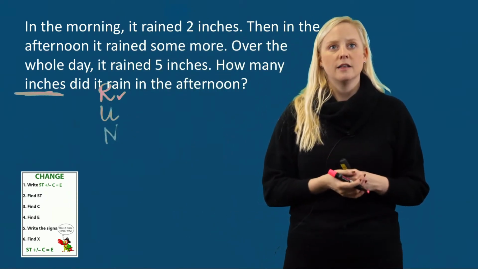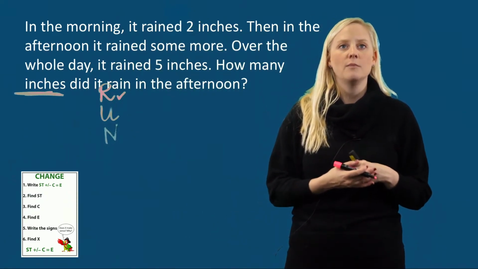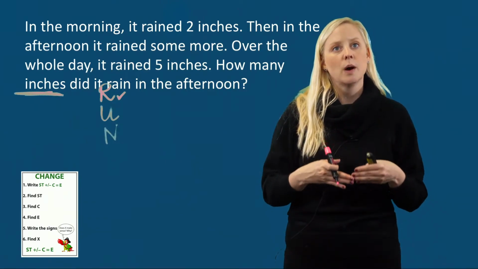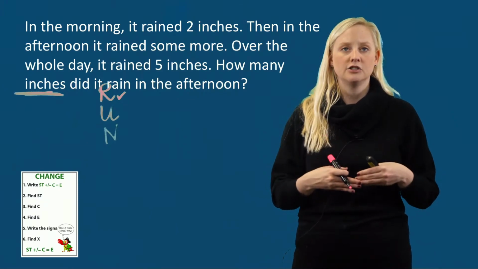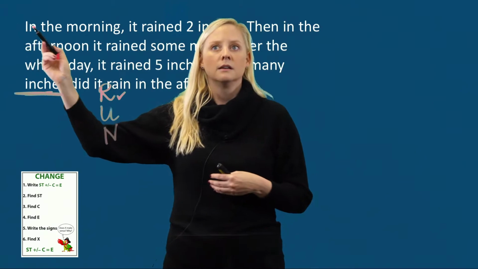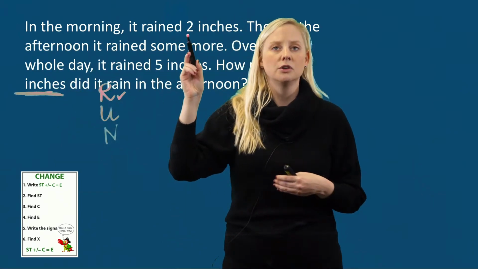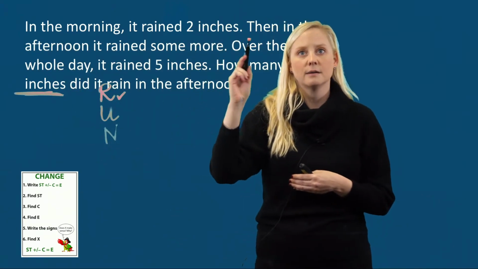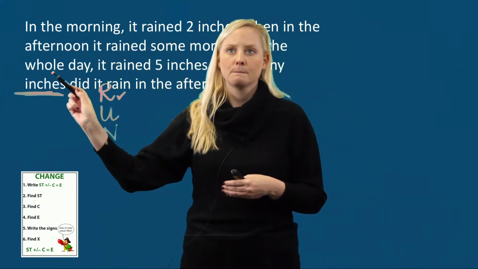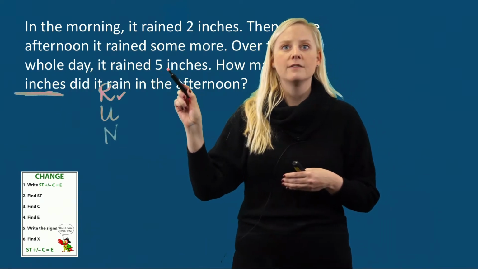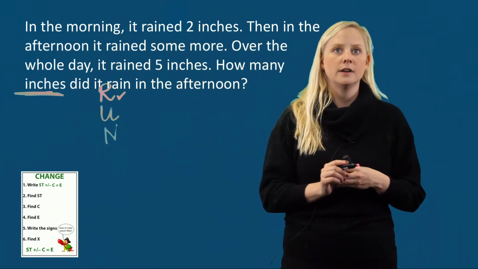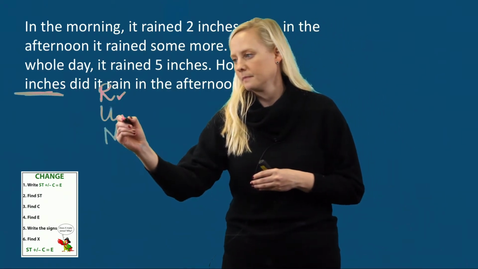Now I need to check for irrelevant information. I need to make sure that all of my numbers are about my label. In this case, my label is inches, so I need to make sure that all of my numbers are about inches. Let's scan our problem and take a look. Here, my first number is 2. 2 is about inches. I need that number. My next number is 5. 5 is about inches. I also need that number. So I do not have any irrelevant information in this problem.